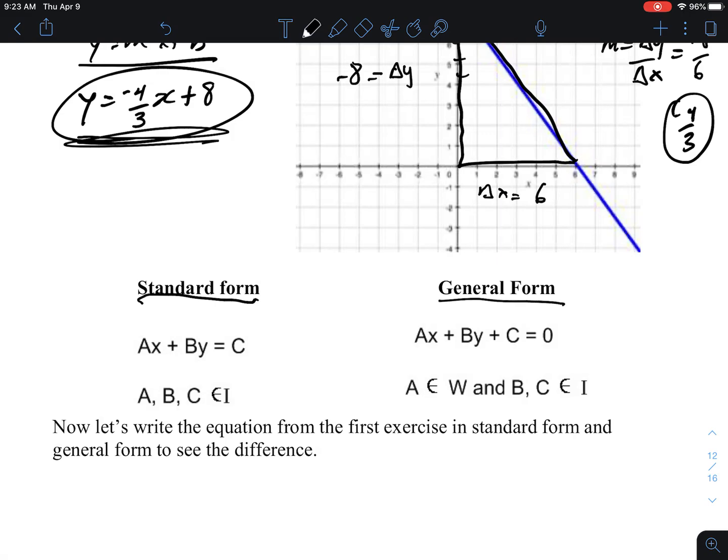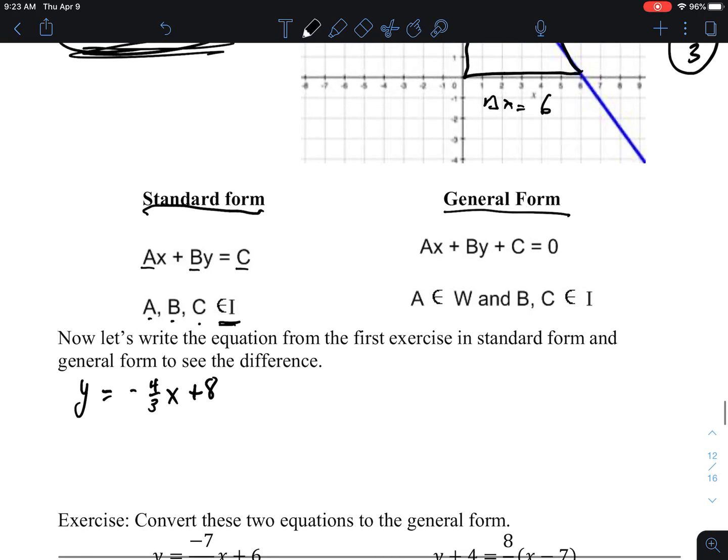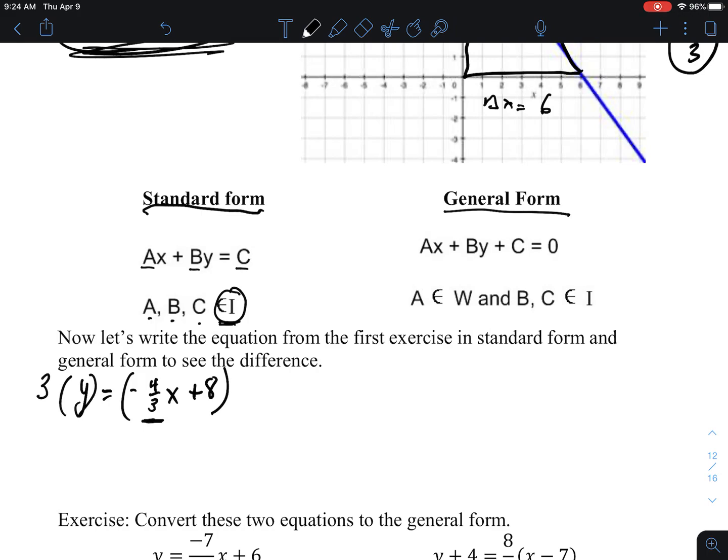So now we're going to look at using this equation to write it in what's called standard form and also general form. So what is standard form? Well, in standard form I have ax plus by equals c, and a, b, and c are all elements of the integers. So if I look at the equation I have up here, I'm just going to rewrite it, y equals negative 4/3 x plus 8. The problem is integers do not include fractions, and I have this negative 4/3.